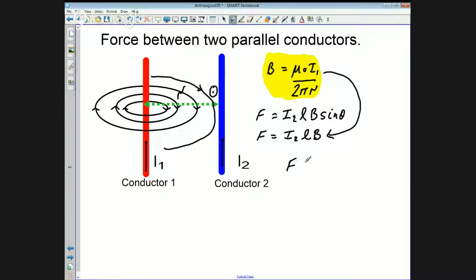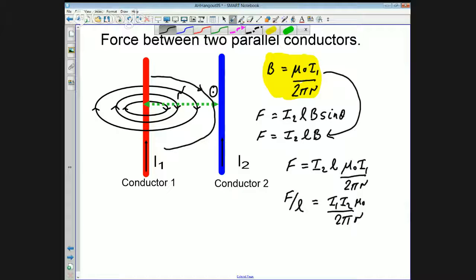So we have the force acting on the second conductor is going to equal I2 times L times mu naught I1, current in the first conductor, divided by 2 pi times the distance the two conductors are apart, and that is r here. Now we can tidy this up a wee bit by saying that the force per unit length of the conductor, which is more of the question I'll ask you, is going to equal I1, I2 times mu naught divided by 2 pi r.